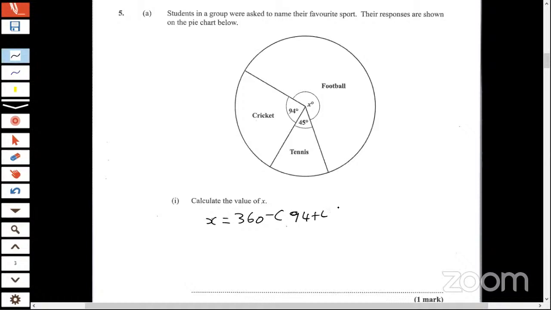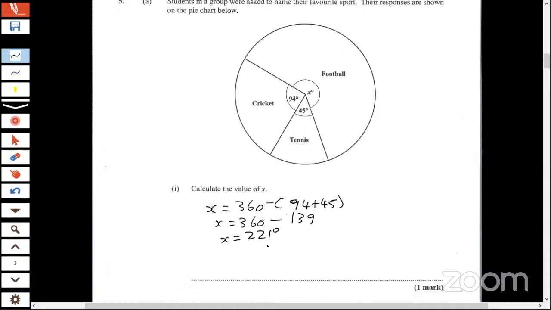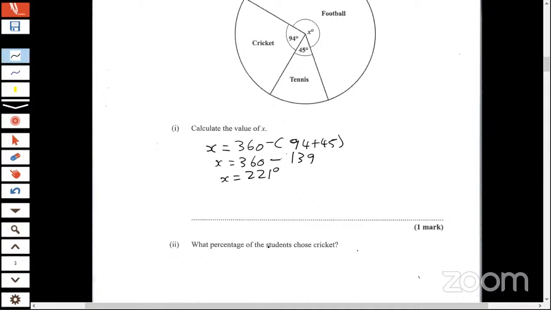So we put them in our brackets. After we find the sum, what's the sum of that? 94 plus 45. Not 140, 139. Yes, sir, 139. And that gives us 221 degrees. All right, next, it now says what percentage of the students chose cricket?